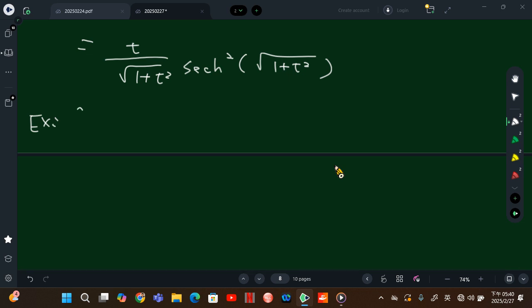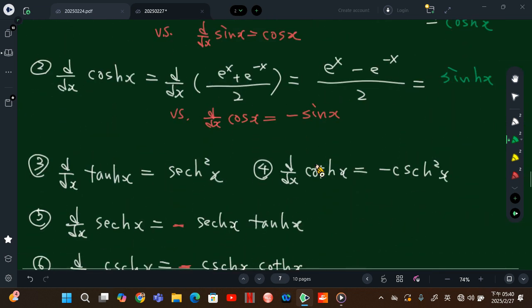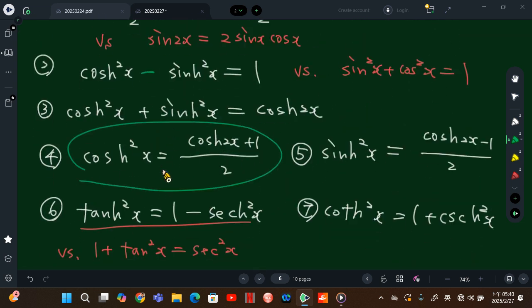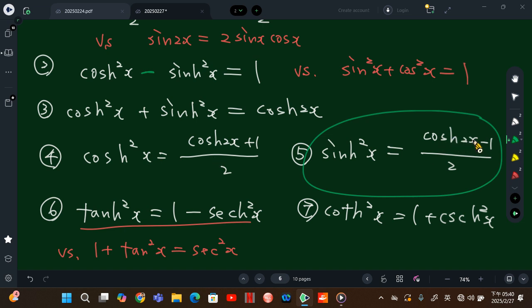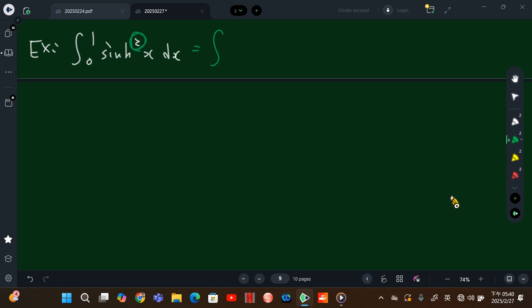Okay, so let me just show you the last one. It's also simple. Even though we have a square here, you can just go back to the formula. Square is here, right? No, not this one, this one. It should be hyperbolic cosine 2x minus 1/2. So you can see here, it will become the integral from 0 to 1 of hyperbolic cosine 2x minus 1 ds, and it will become this one.